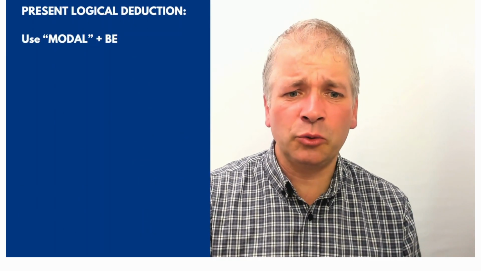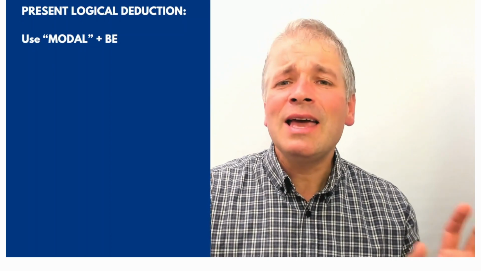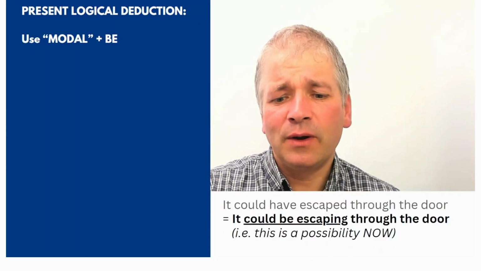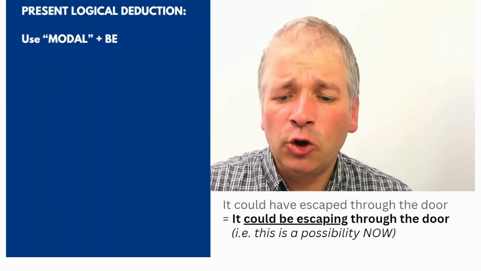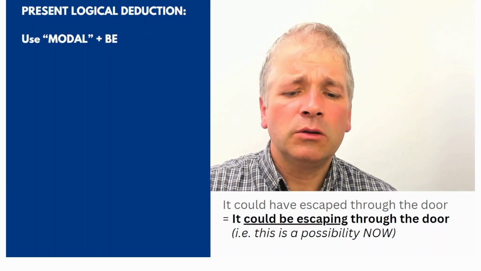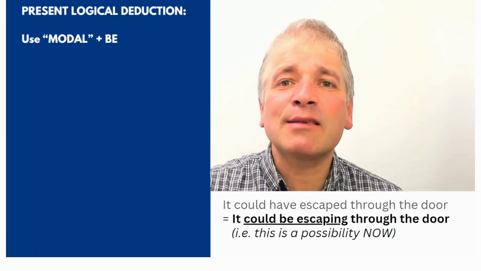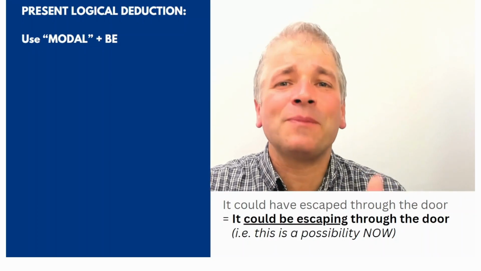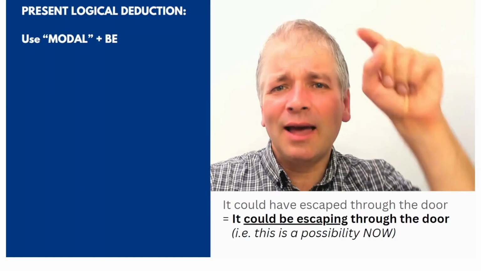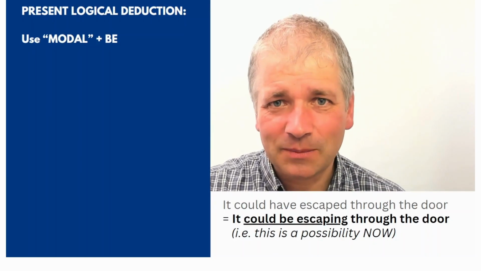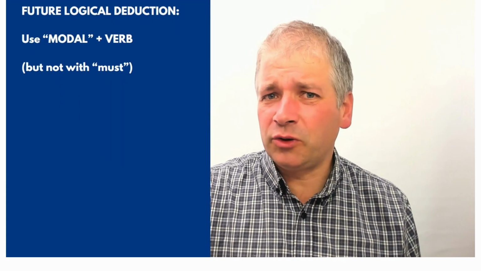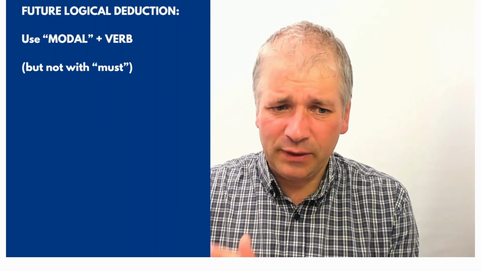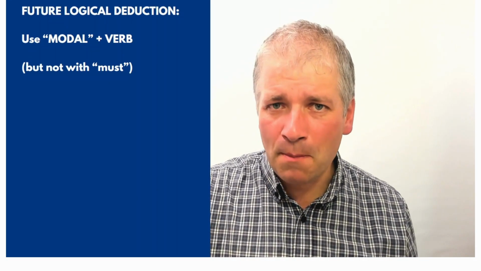Now, present logical deduction works in the same way, except you use be instead of have. So instead of it could have escaped through the door, you might say it could be escaping through the door. So the ing form here shows us this is a possibility now. This might be happening at this moment. And for future logical deduction, we simply use the modal followed by the verb itself in the infinitive, but we don't do this with must.